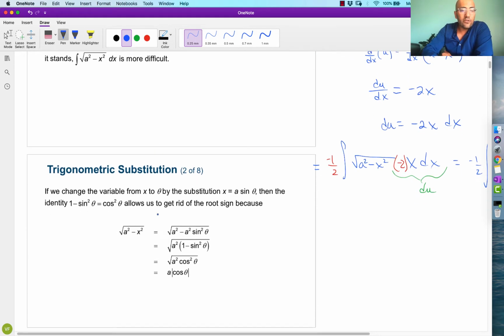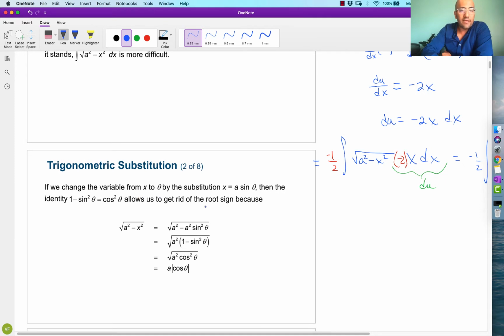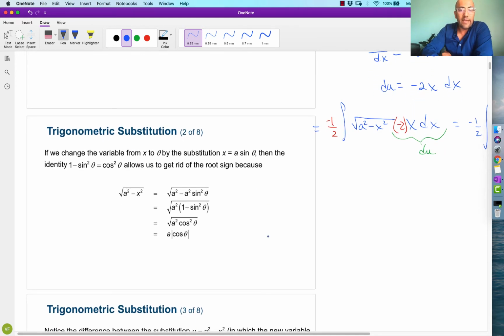Okay, so if we change the variable from x to theta by the substitution rule, x equals a sine theta, then the identity of 1 minus sine squared equals cosine squared allows us to get rid of the root sign, right? And then, of course, this identity comes from our very famous sine squared theta plus cosine squared theta equals 1, right? So you can solve for either cosine squared or you can solve for sine squared, and that's where this guy comes from.